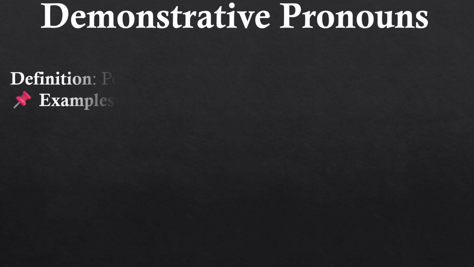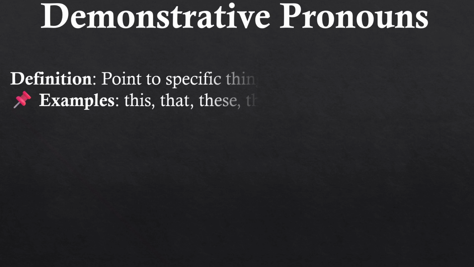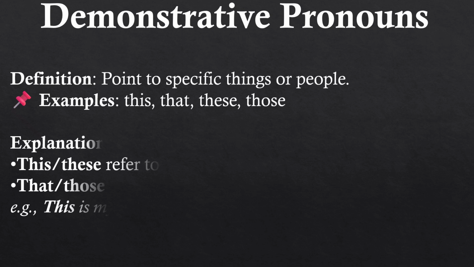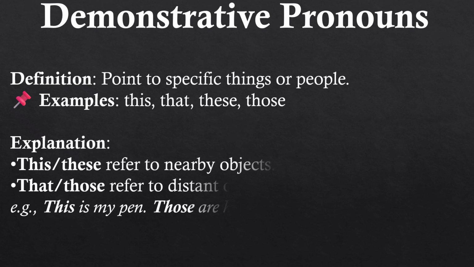Another one is demonstrative pronoun. It points to a specific thing. And the words like this, that, these, those are demonstrative pronouns. For example, those are my shoes. Those are my keys. That is my bottle.